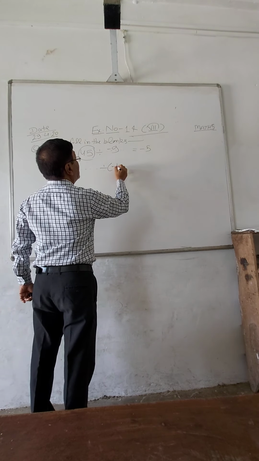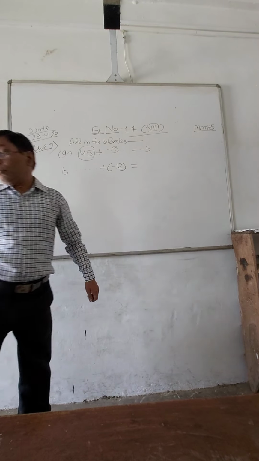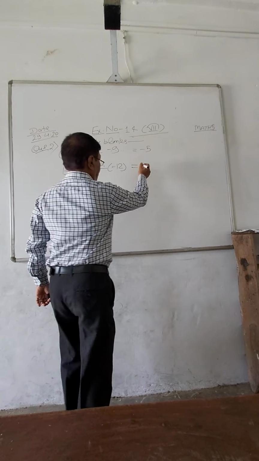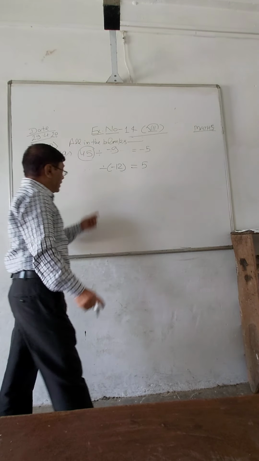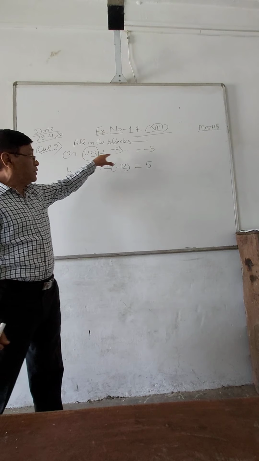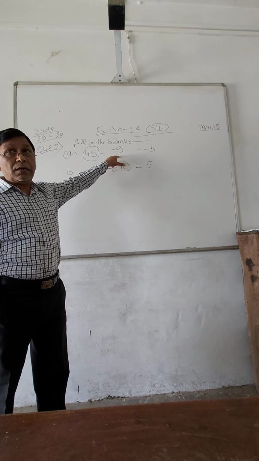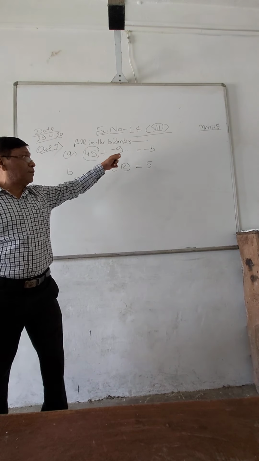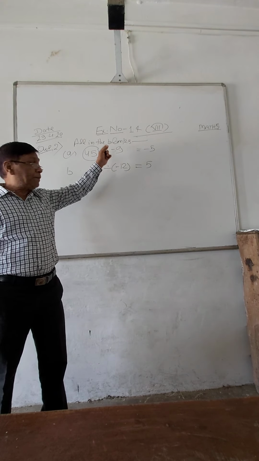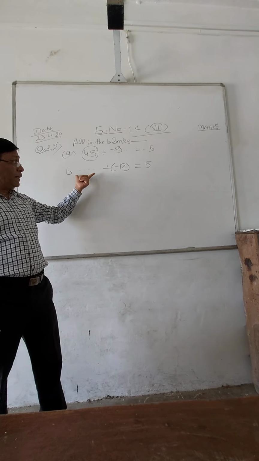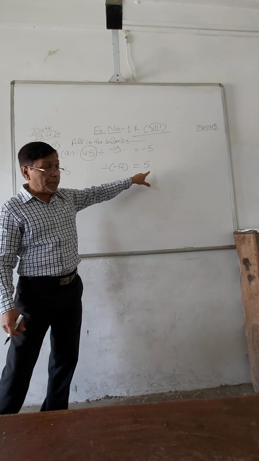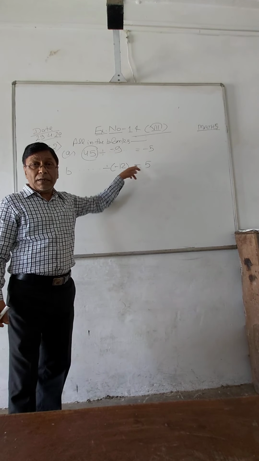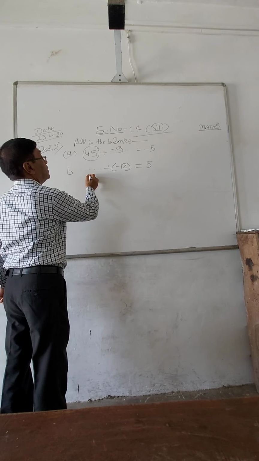Second, the other one, B: here you have to find the dividend. Dividend divided by minus 12 is equal to 5. In this case, you have to find the dividend. If the divisor is given and you have to find the dividend, this number should be multiplied and whatever it comes, you put here. Now 12 multiplied by 5 will come 60.